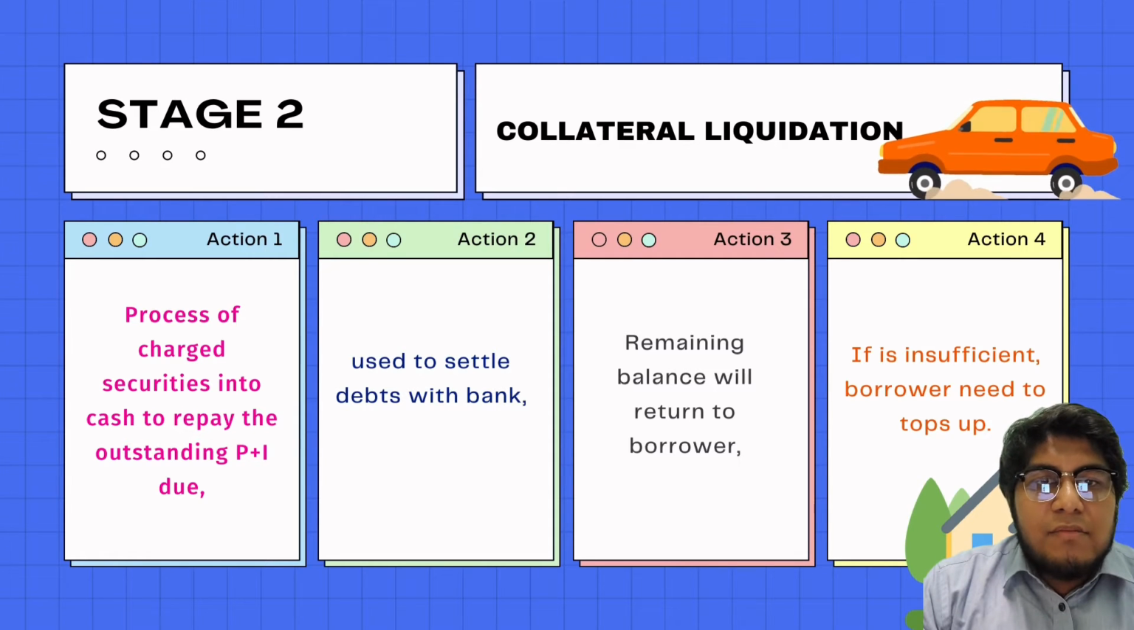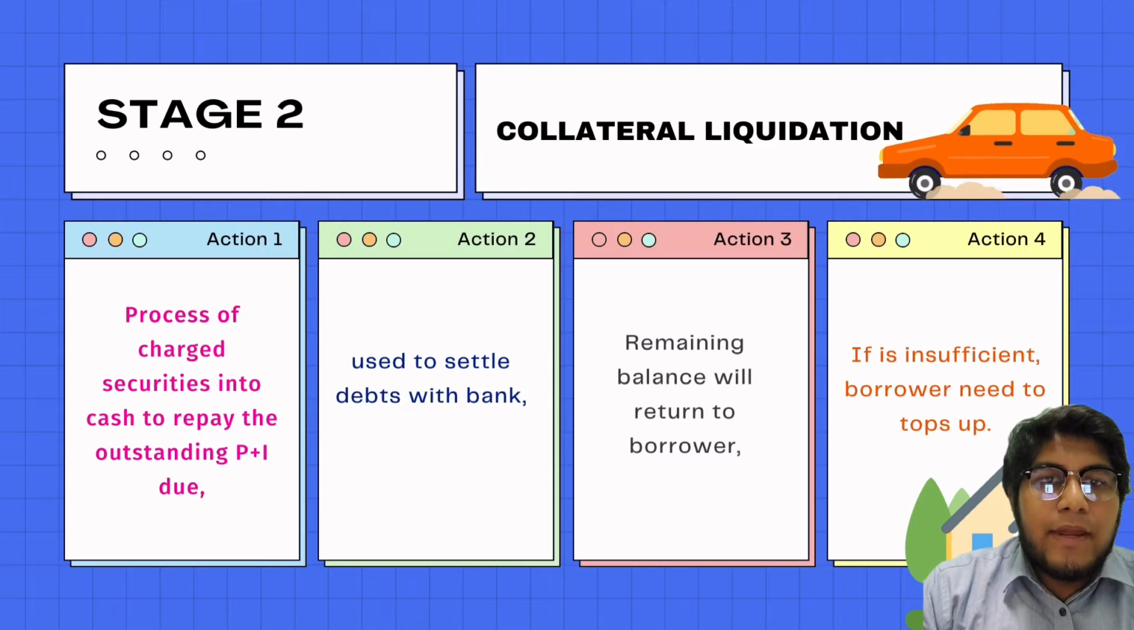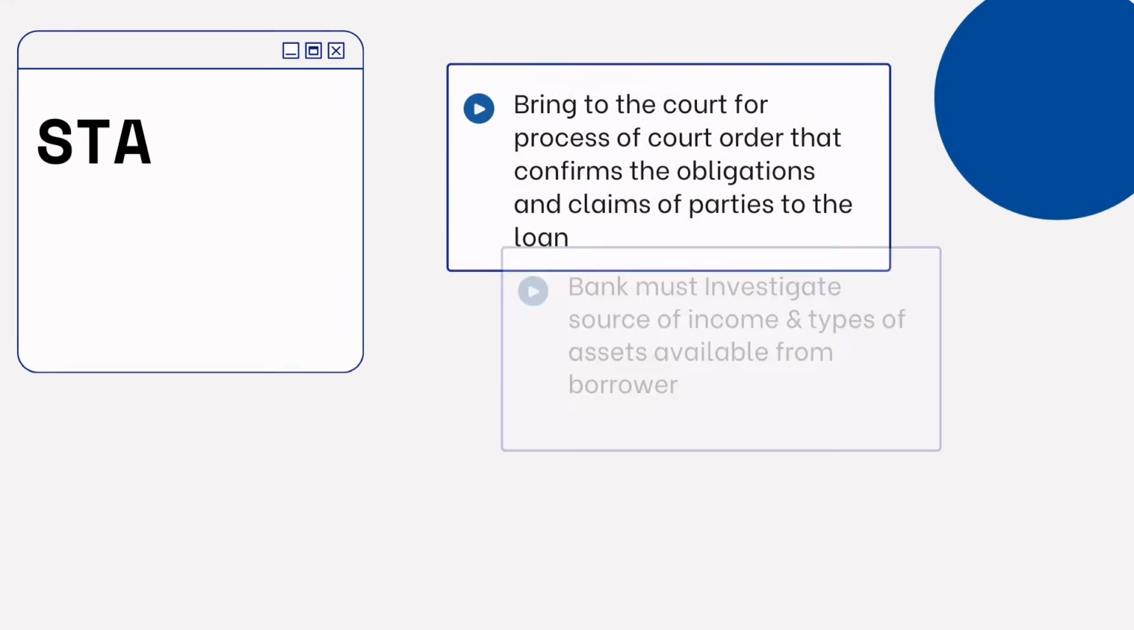All the money received after liquidating the borrower's collateral will be used to settle all the debt with the lender or bank. If there is any remaining balance after payment of the debt, the balance will be returned to the borrower. But if it is insufficient, the borrower needs to top up the remaining balance of the debt.